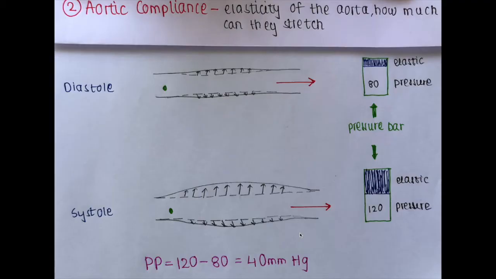The second factor which affects the pulse pressure is the elasticity of the aorta, that is how much the aorta can stretch. This is the aorta during diastole and this is the aorta during systole. Now during diastole there is less blood flowing through the artery because the heart is undergoing relaxation. So you can see less blood is flowing and there is less stretch in the aorta. So due to this stretch there is slight elastic energy generated in the aorta.